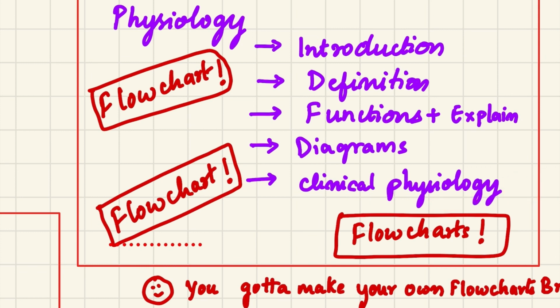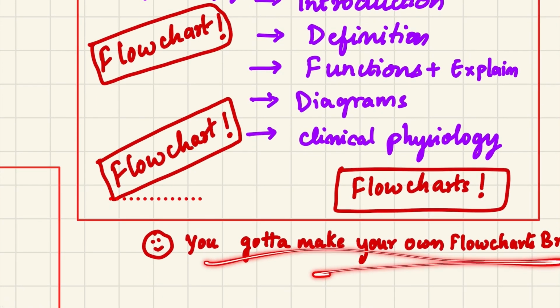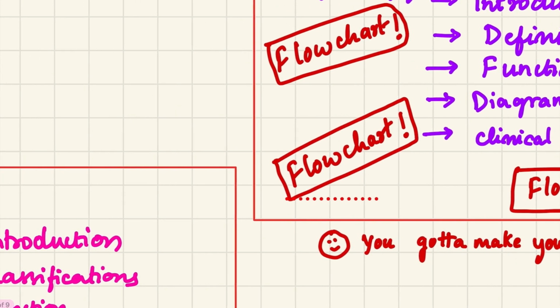Most importantly, in physiology, you need to draw flowcharts. No matter what you write, you gotta first write it in the form of flowcharts, and then you gotta explain the flowchart. Most of them complain that we don't have flowcharts in the textbook. No way, nobody's gonna give you flowcharts. You gotta make them on your own, right? So make your own flowcharts and be ready with that to fight with your questions in the exam. So that was about physiology.